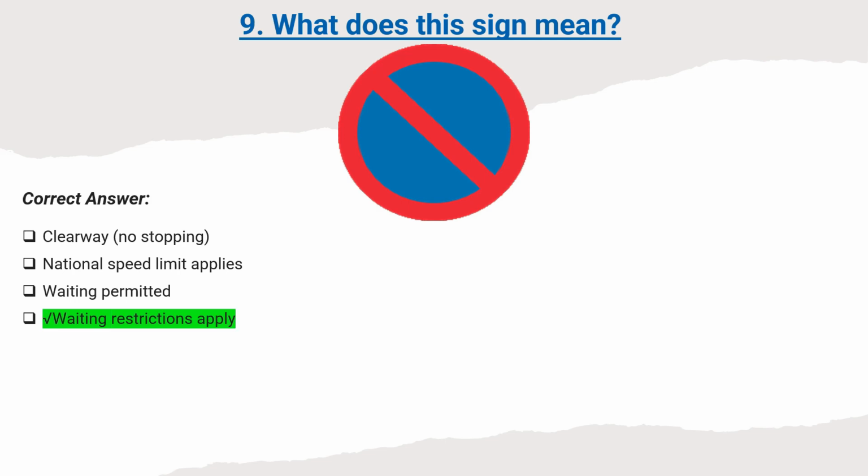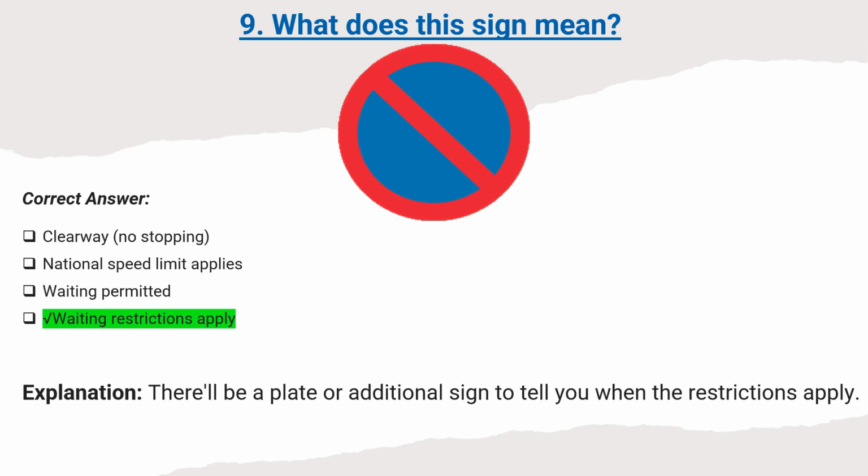Correct answer, waiting restrictions apply. Explanation: there'll be a plate or additional sign to tell you when the restrictions apply.